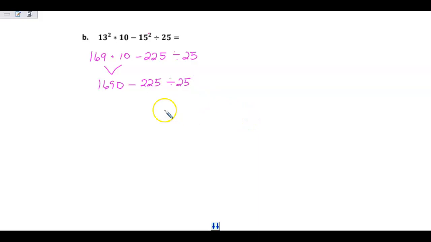Next I would divide by 25. So I'm going to take 225 and divide it by 25, and that gives me 9. I'm going to bring down everything else. And 1,690 minus 9 gives me 1,681. So there it is simplified.